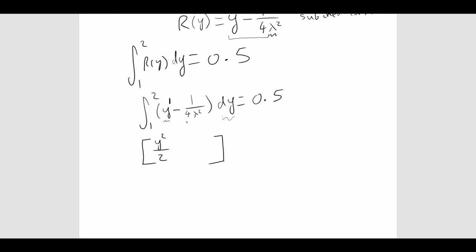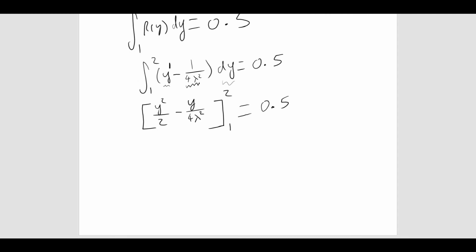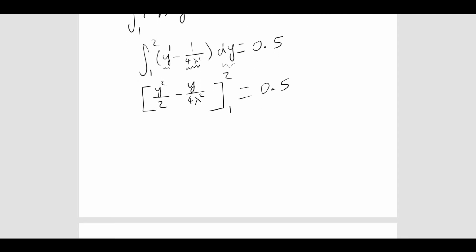Now, this bit is a constant. If I integrate a constant, I just multiply the variable by it. So I just have minus 1 over 4 lambda squared all times y, which is minus y over 4 lambda squared. We're going from 1 to 2, and that is going to be 0.5. And the aim now is to get lambda, or really to get 1 over 4 lambda squared. That's the easiest thing to do.